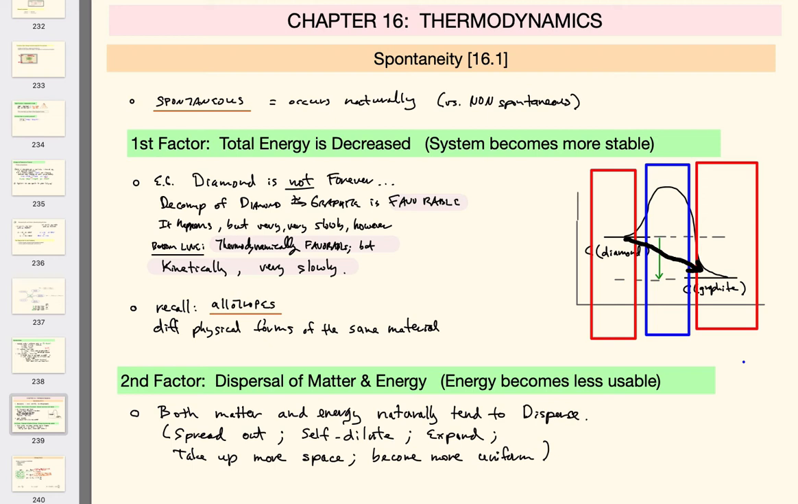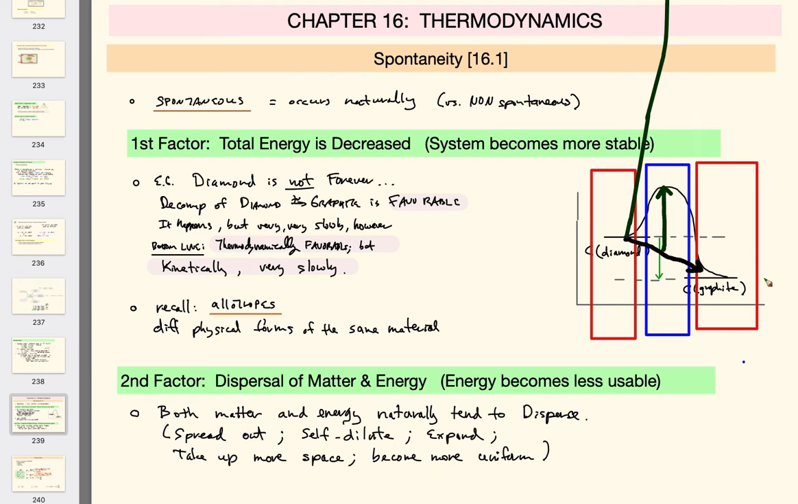Why? Well, because, I need a different color. Because this hump, as you know from kinetics, for diamond is really, really high. And it just so happens that so few diamond particles get over this hump that this occurs over, I don't know, billions, trillions, quadrillions of years. So it is really, really slow. But it's not forever. Forever is a pretty long time. Okay, so there we go.